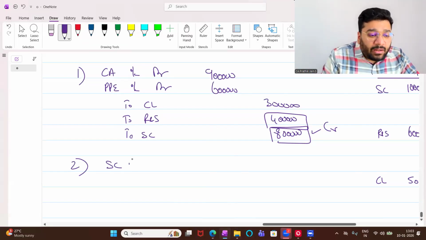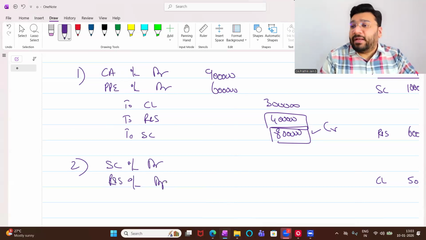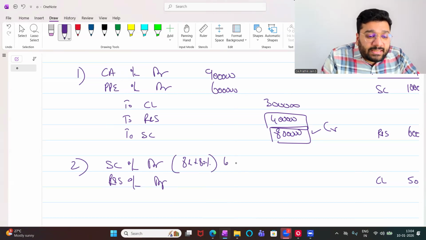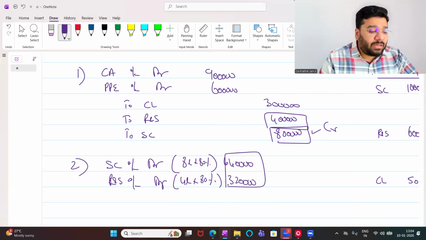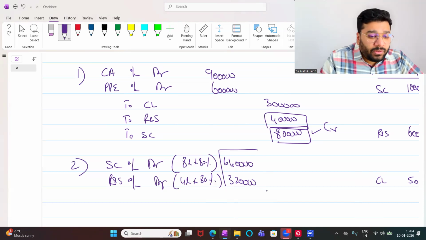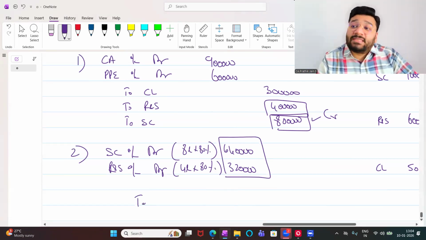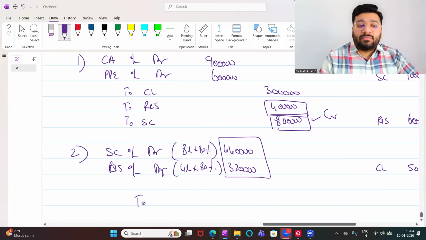So share capital account debit. Reserve and surplus account debit. Both the net assets have to be eliminated to the extent of 80%. So 8 lakh ka 80% is how much? 6 lakh 40,000. 4 lakh ka 80% is how much? 3 lakh 20,000. These both put together is how much? 9 lakh 60,000. This I'm knocking off against investment.